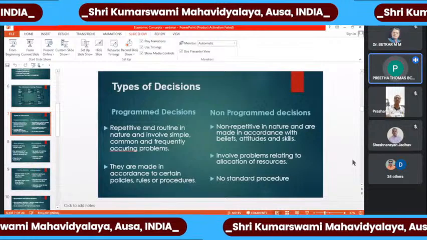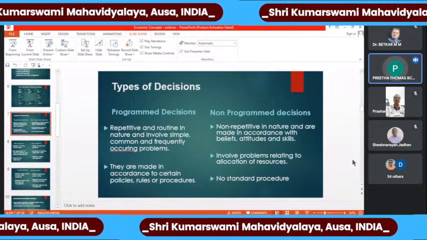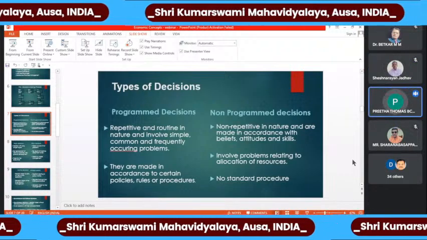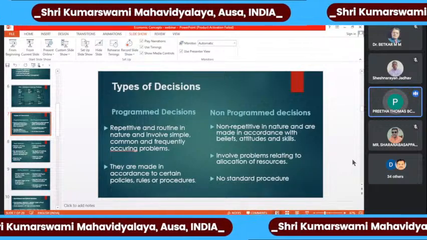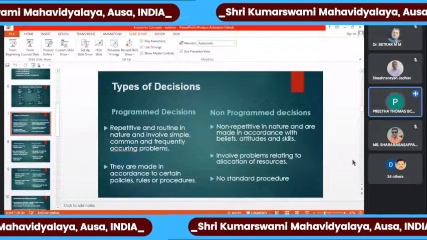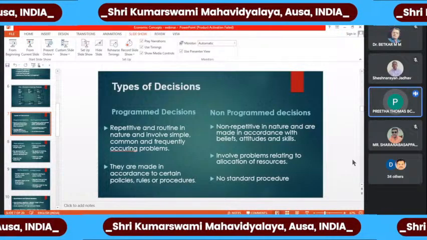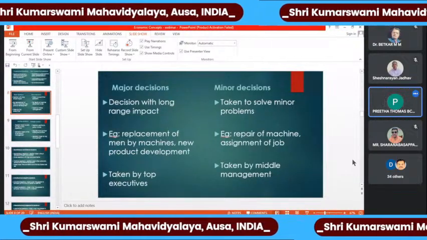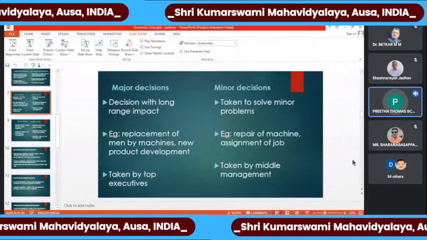Whereas non-programmed decisions are non-repetitive in nature and are made in accordance with beliefs, attitudes, and skills. So they involve problems relating to allocation of resources. There is no standard procedure for non-programmed decisions, so it depends on the skills and attitudes. Okay. Such a decision is what is known as a non-programmed decision, right? Similarly, we have what are known as major decisions and minor decisions.